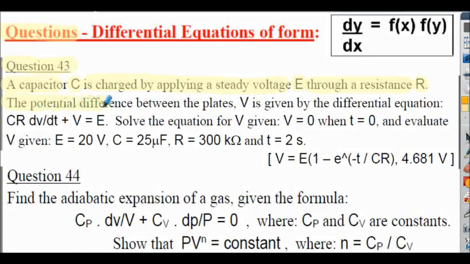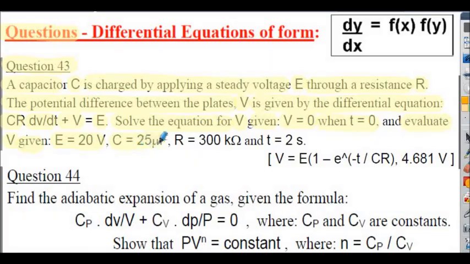The potential difference between the plates, capital V, is given by the differential equation C multiplied by R multiplied by dV/dt plus V is equal to E. We've got to solve the equation for V, and we're given here that V is equal to 0 and t is equal to 0. And also once we found our solution, we then have to evaluate V, given that E is equal to 20 volts, C is equal to 25 microfarads, R is equal to 300 kiloohms, and time t is equal to 2 seconds.